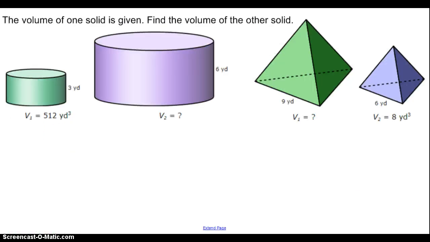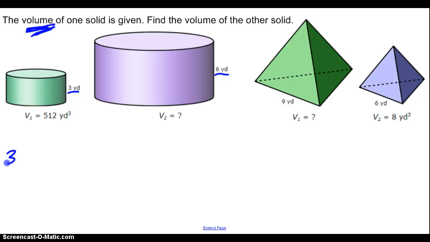Scroll down to the last couple problems on this page. The directions here say the volume of one solid is given. Find the volume of the other solid. Now again, look here, we're talking about volume. So when we compare two side lengths, we're not just going to write 3 over 6. We're not going to write 3 squared over 6 squared. Since we're using volume, we're going to have to write 3 cubed over 6 cubed. 3 to the third over 6 to the third.